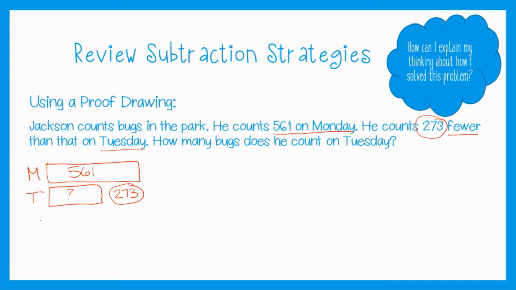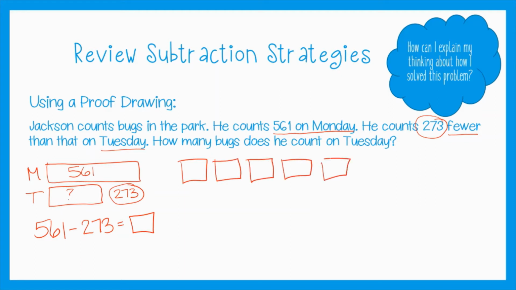So we have 561 minus 273 is equal to our unknown amount. So let's draw out 500, 61. Now, remember with subtraction, we are going to take away. So we're not adding to our proof drawing, we're going to take away.